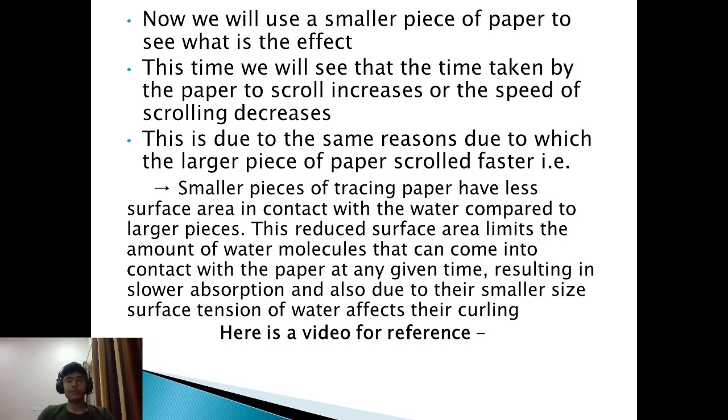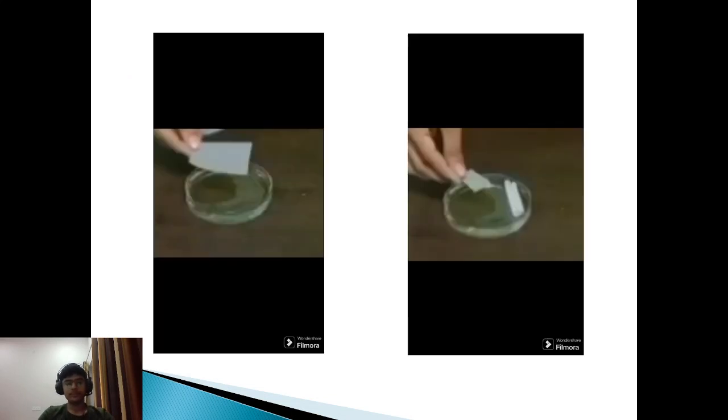So now we will use a smaller piece of paper and see what the effect is. And as we have already discussed, the bigger piece of paper results in a faster speed, so the smaller piece results in a slower speed. And the reasons are the same: the small surface area in contact with water, and the weight distribution also plays a role here. So here is the video of the smaller paper.